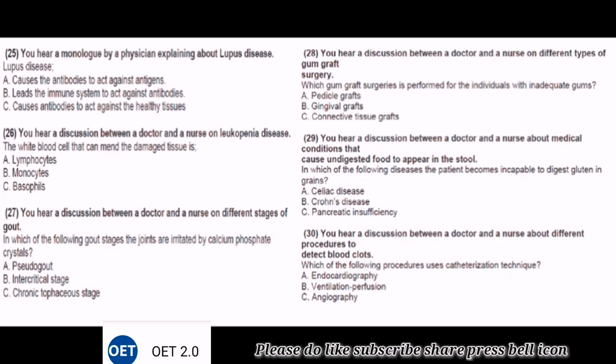Question 30. You hear a discussion between a doctor and a nurse about different procedures to detect blood clots. Now read the question.